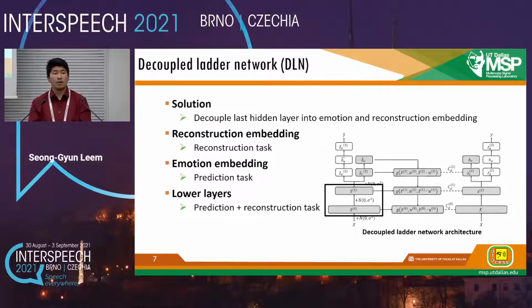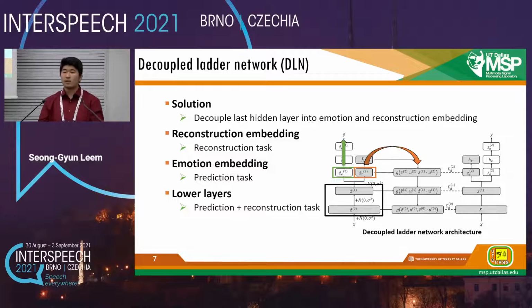The rest of the lower layers are jointly trained with the prediction and reconstruction tasks, which is the same as the traditional ladder network training. So by using this scheme, we can separate the noisy information from the prediction task, as well as keeping the original objective of traditional ladder network training.